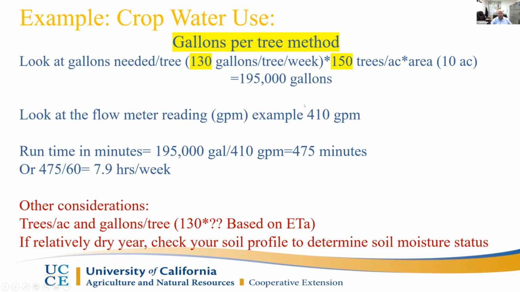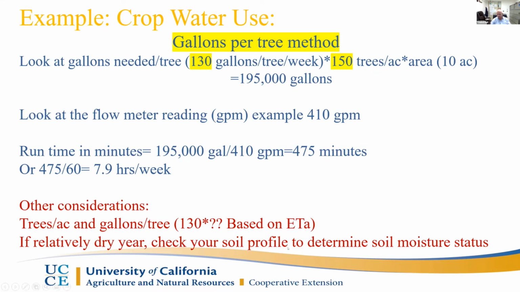A flow meter will tell you what's going on, what's the flow rate. So all I have to do is take the 195,000 gallons and divide them by my flow meter reading, and that will give me 475 minutes or about 7.9 hours. Other consideration, like I mentioned earlier, the 130 could be a standard for your area, but could be different for your location based on the spacing of the trees and based on the canopy coverage and so on. So you may need to adjust that.